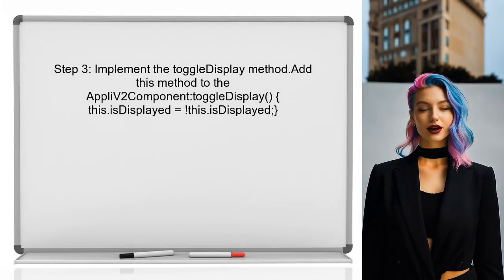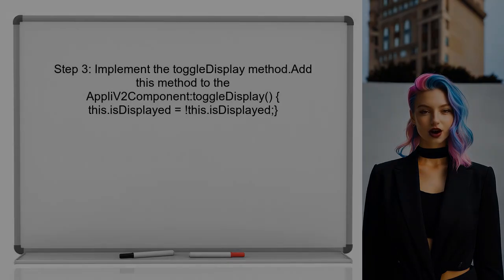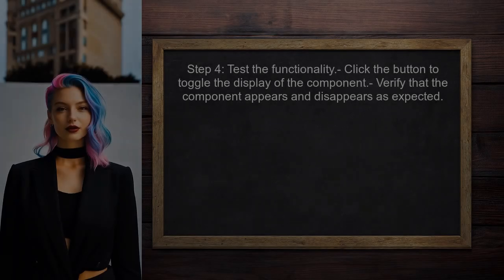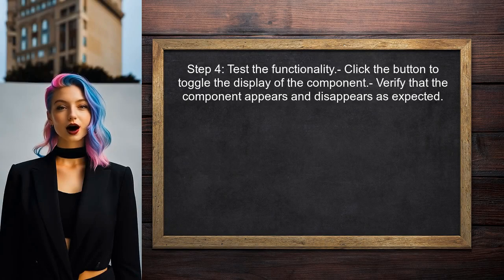Now, the user should implement the toggle display method in the component class. This method will switch the value of isDisplayed each time the button is clicked. Finally, the user can test the functionality by clicking the button. Each click should show or hide the component based on the current state.